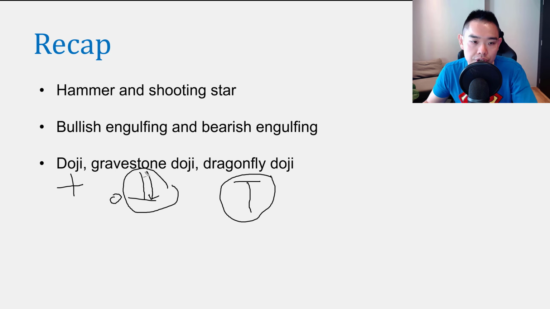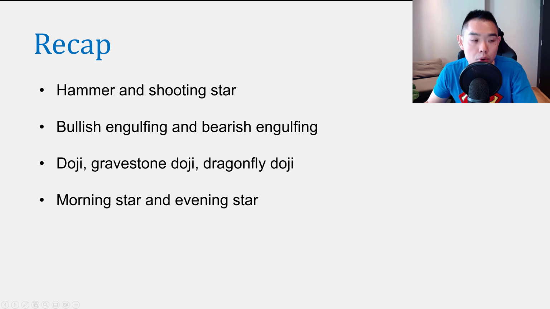So you can see that this entire portion is rejection of higher prices, and then the dragonfly doji is just the inverse. This entire portion here is rejection of lower prices, where the market closed at the same price where it opened previously. And moving on, we talk about the morning star and the evening star.